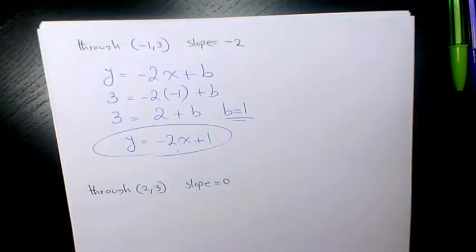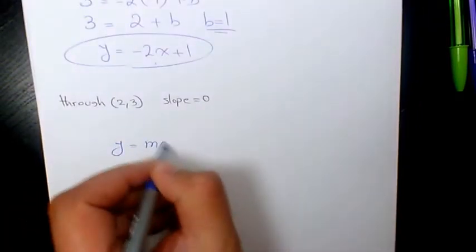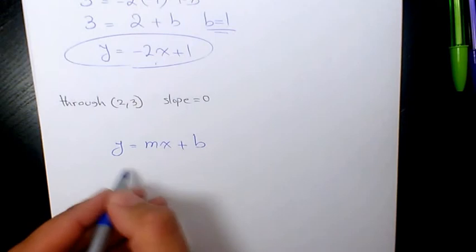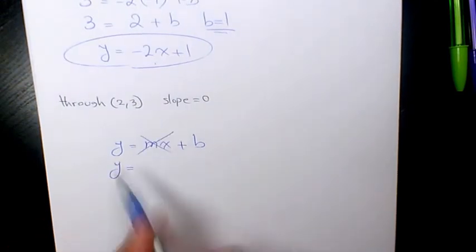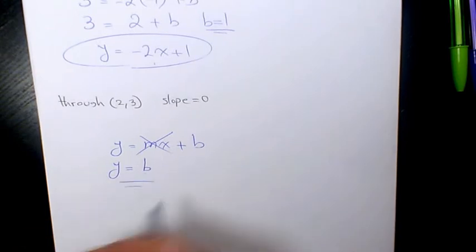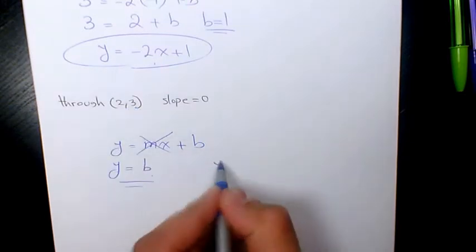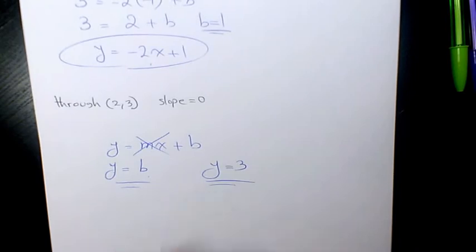So that's the equation. Next one, we have mx plus b. M is 0, so this cancels out, because 0 times x is 0, plus b. How do we do that? Since y is not changing, all points on this line have the same y. So it's going to be y equals 3. That's the equation.